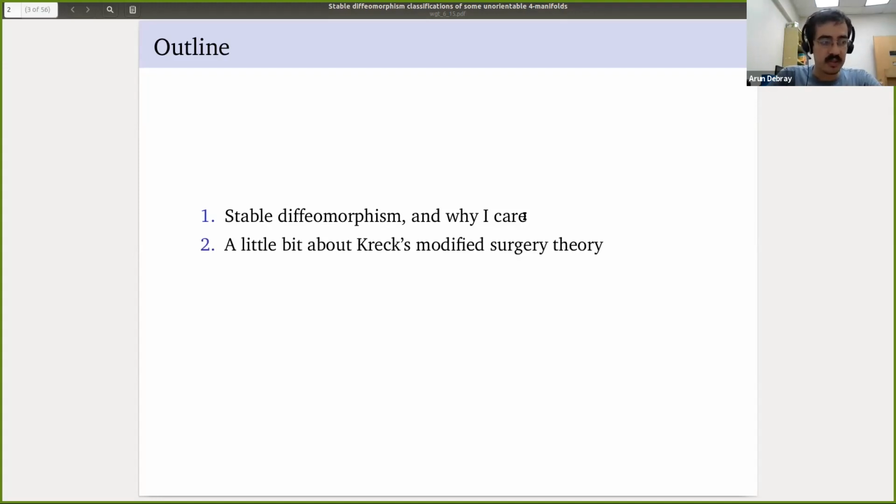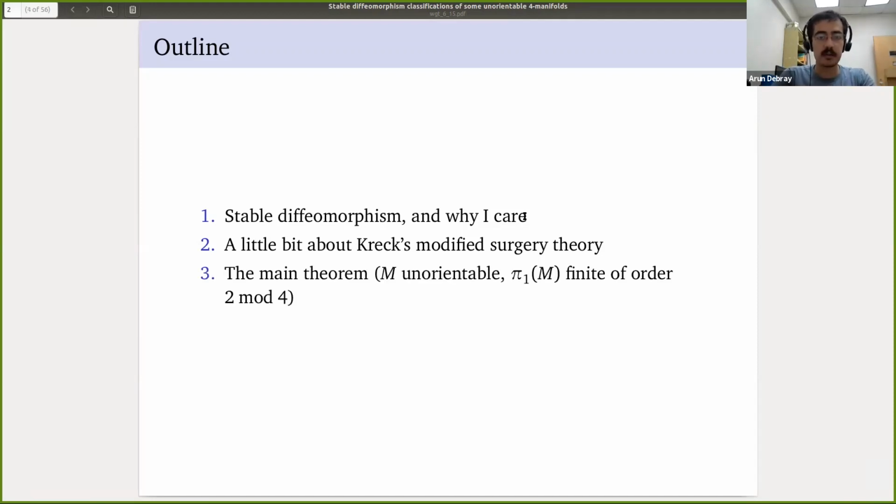When you consider the stable diffeomorphism of four manifolds, there is one very large and powerful hammer. It is Kreck's modified surgery theory. So I'll tell you how it is wielded, and you can think of it as constructing a very good stable diffeomorphism invariant. And I'll walk you through that classification, the construction of that invariant.